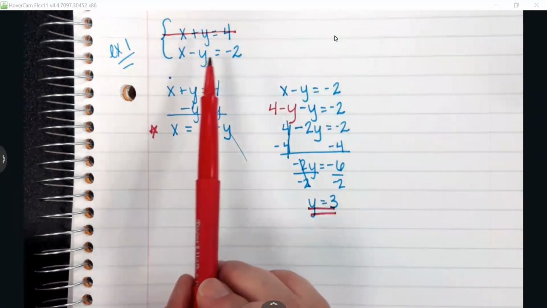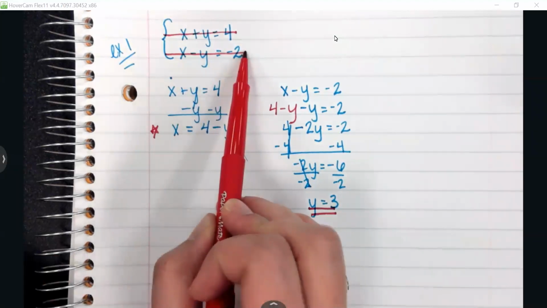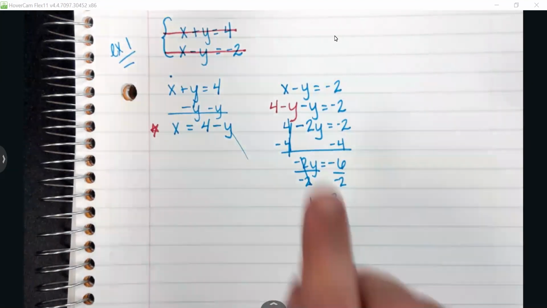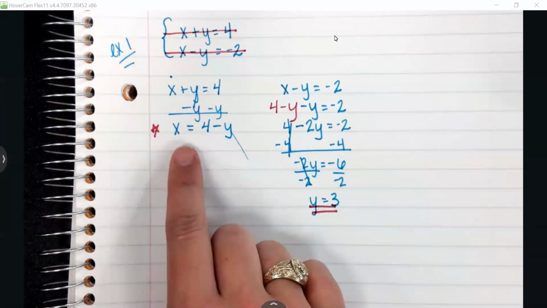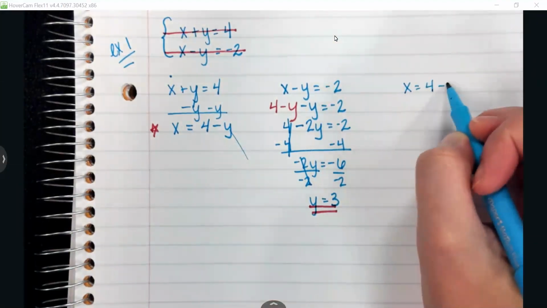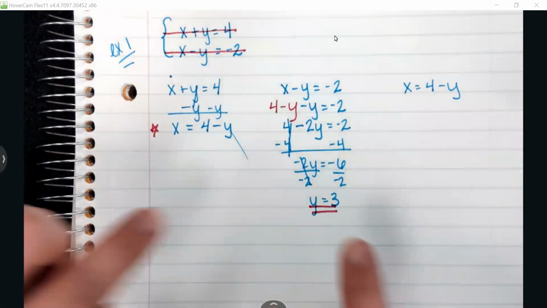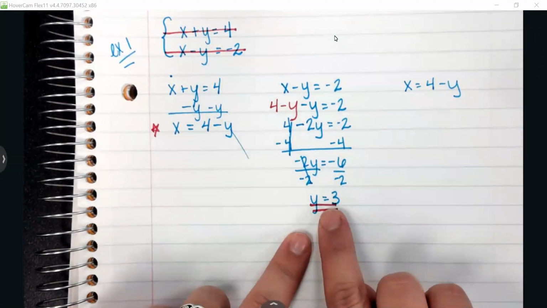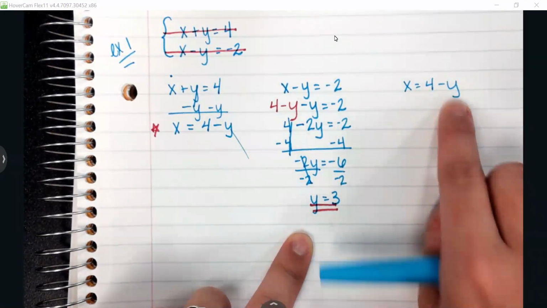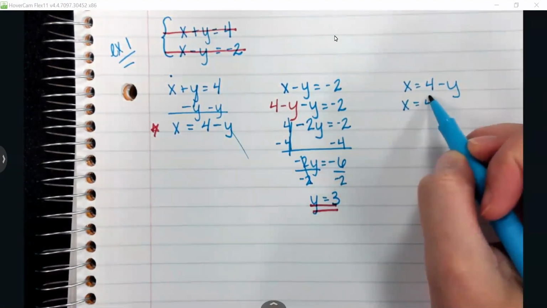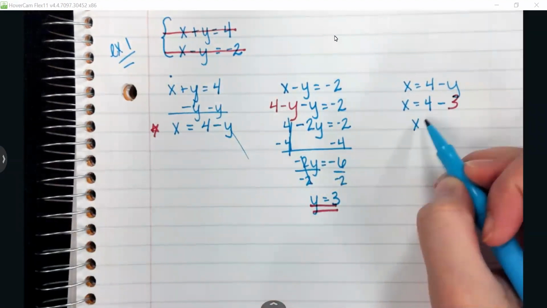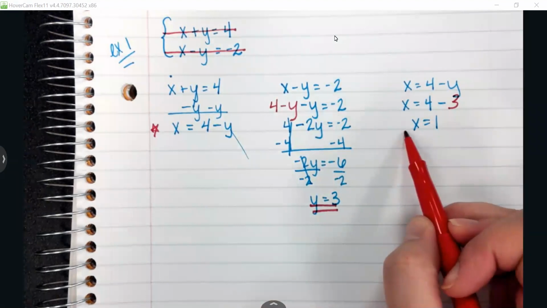I used this equation. I cross it out. You have to keep your work nice and organized. The only equation I have left is a star equation. So my star equation, x equals 4 minus y. What did I just solve for? Y. So instead of writing 4 minus y, what can I put there instead? 3. So I'm going to have x equals 4 minus 3. What is 4 minus 3? It's 1.